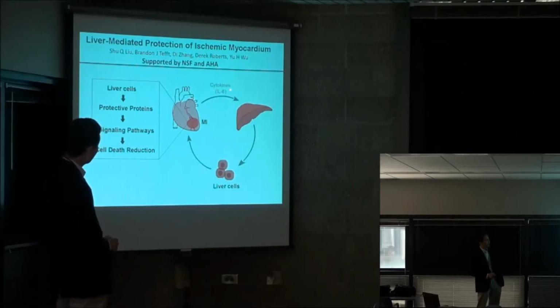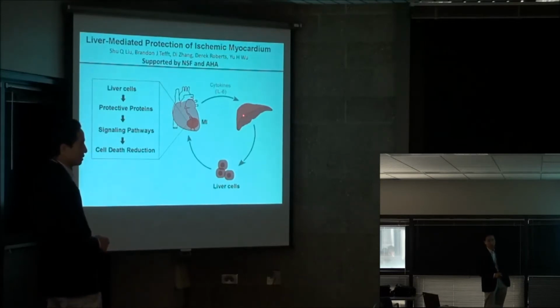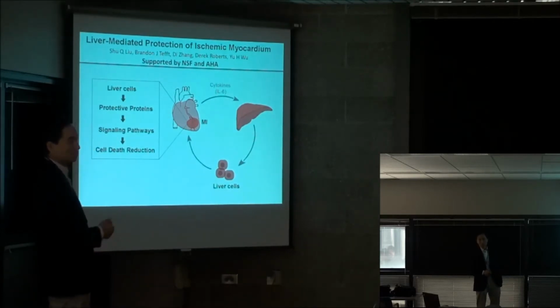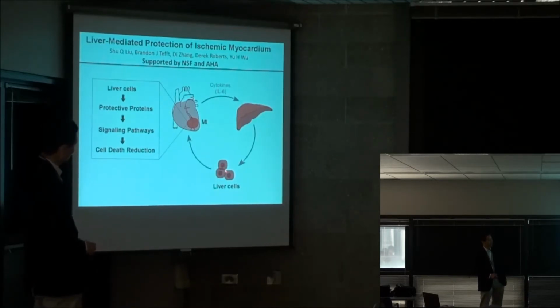Cytokines released into circulation get to the liver through various mechanisms, and the liver will respond to myocardial infarction. One way the liver responds is to mobilize, or liberate, or physically release hepatocytes, liver cells.